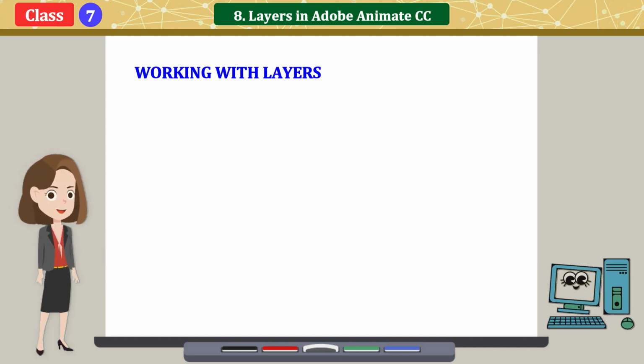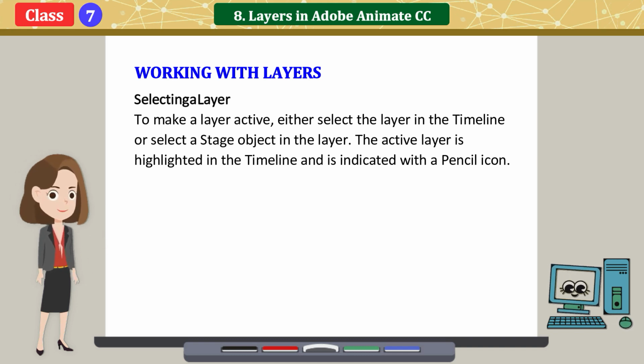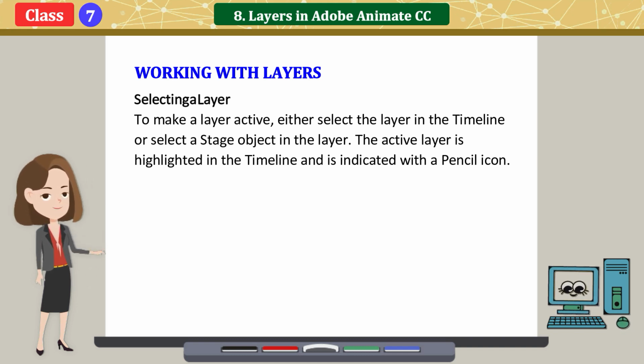Working with layers. Selecting a layer. To make a layer active, either select the layer in the timeline or select a stage object in the layer. The active layer is highlighted in the timeline and is indicated with a pencil icon.